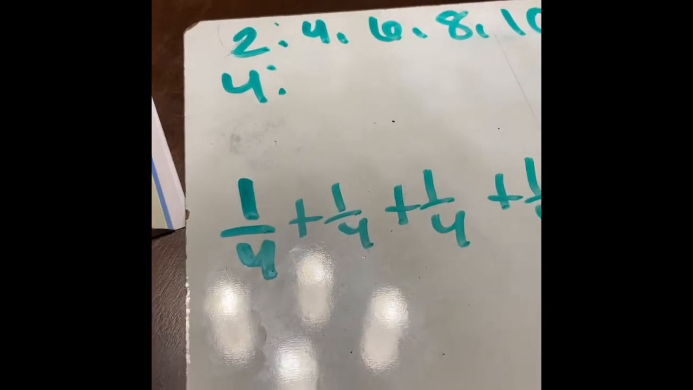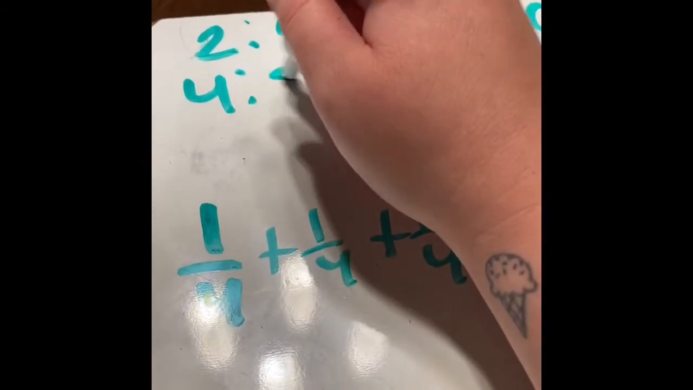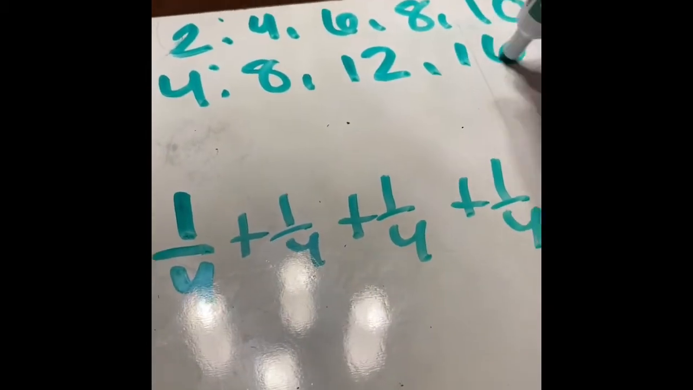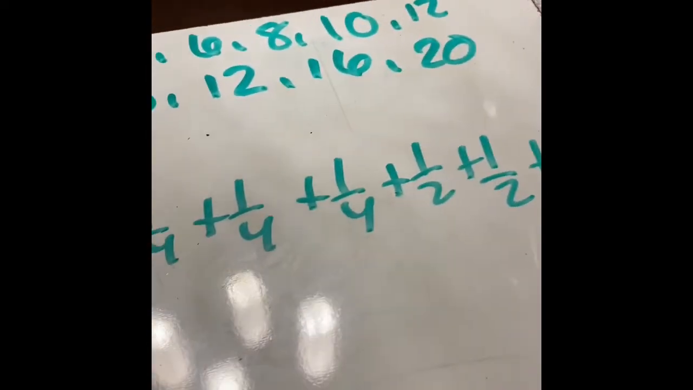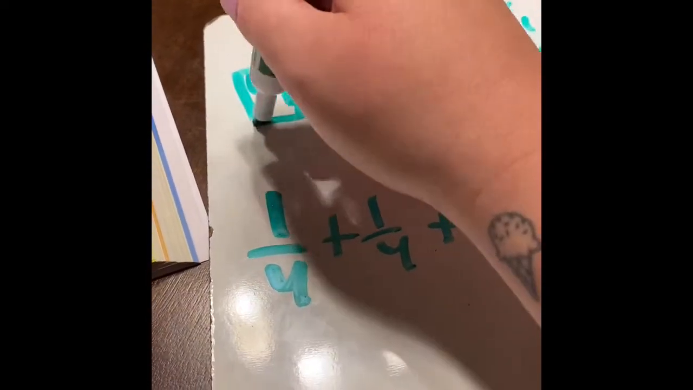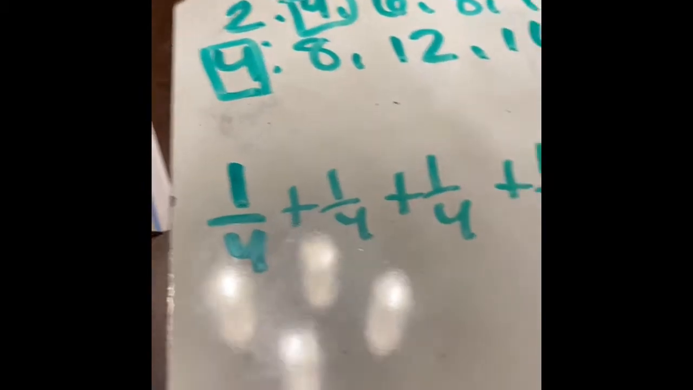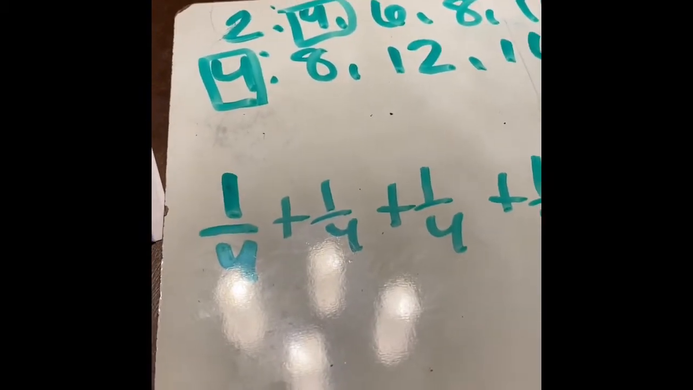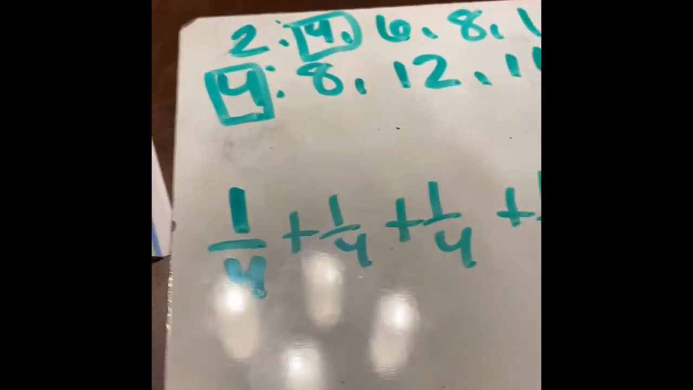Multiples go on forever. So I have 4, 8, 12, 16, 20. So the numbers that I have in common are 4 and 4. Sorry, I should say the smallest number that I have in common is 4.